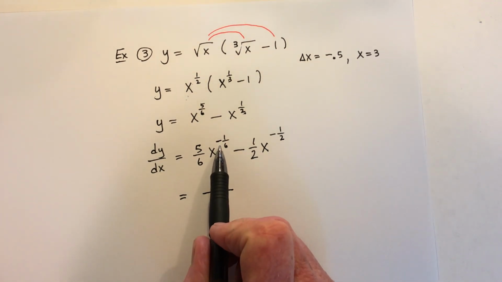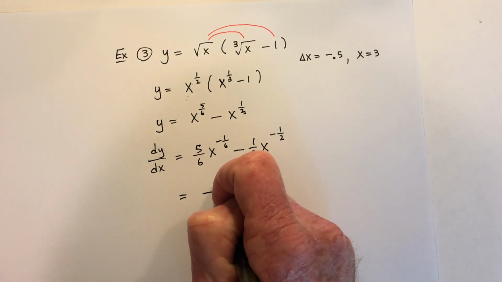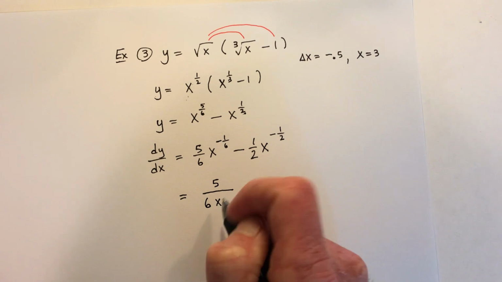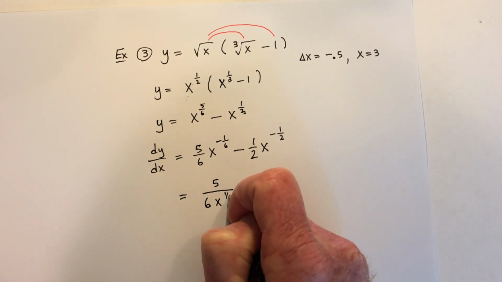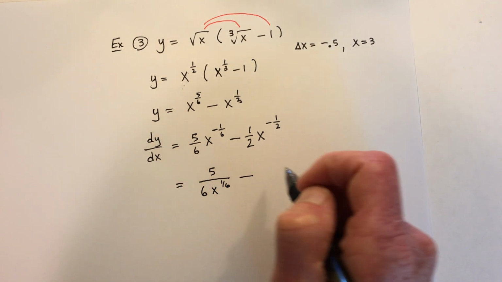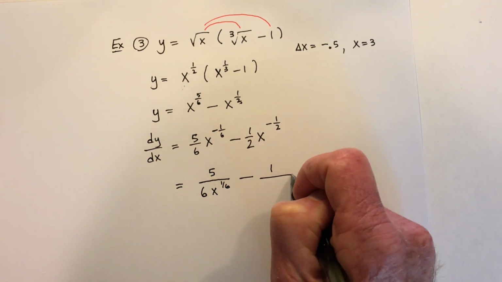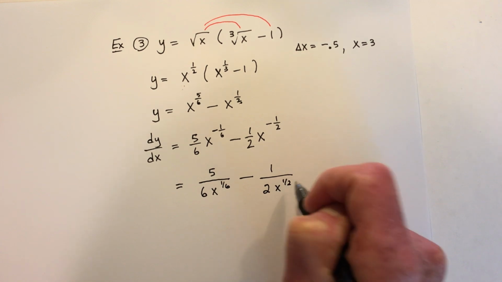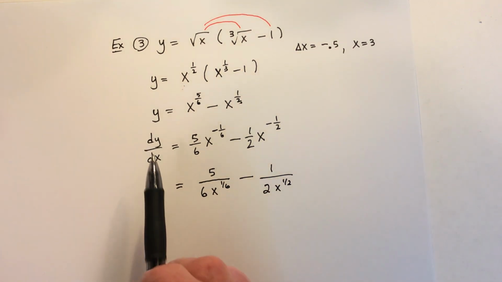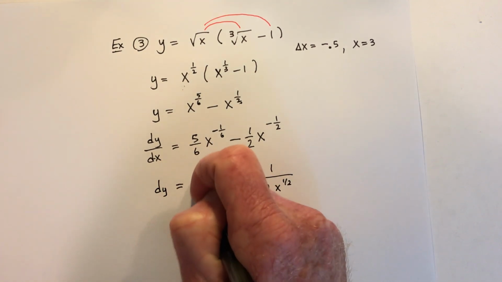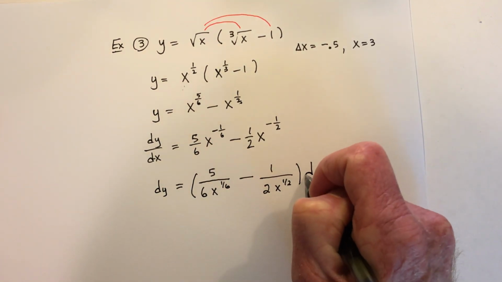So that means this needs to be moved to the denominator so the 5 can stay on top, the 6 can stay on bottom, but now also move the x to the 1/6 on the bottom of the fraction. And the same thing for this one, the 1 can stay on top, the 2 can stay on bottom, but then the x to the 1/2 gets moved to the bottom. And on this side, I'm going to leave the dy, but then multiply both sides by dx.